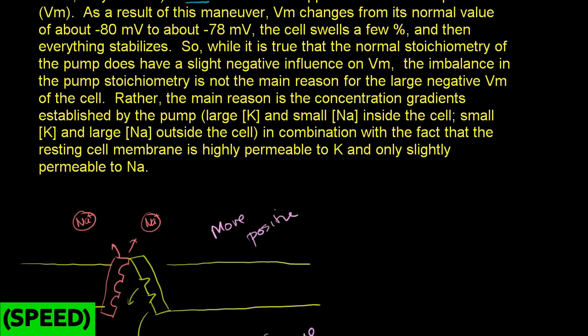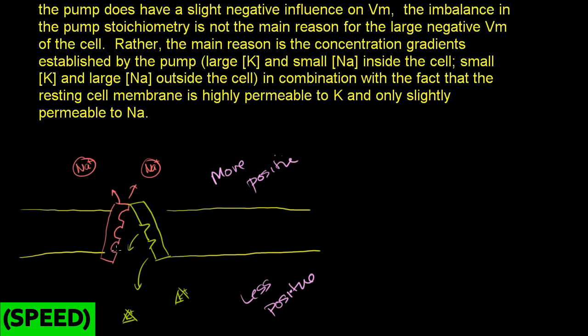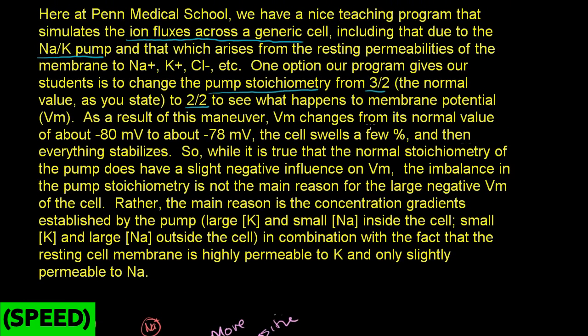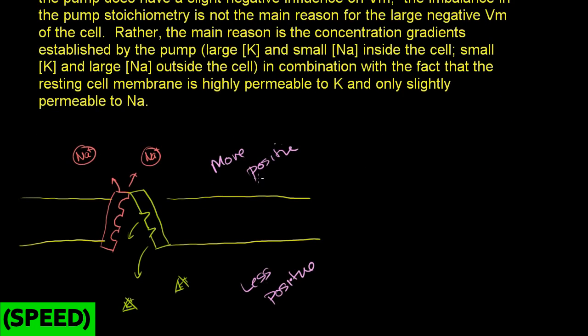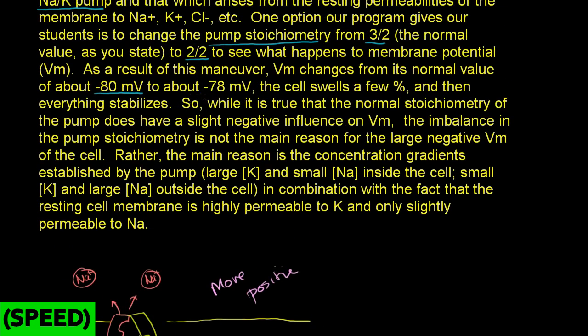So they change it from 3 to 2 to 2 to 2. So they have a simulation program that says, well, what if the sodium potassium pump, instead of pumping 3 sodiums out for every 2 potassium it pumps in, what if it was even? What if it was 2 sodiums and 2 potassiums? And based on my explanation of why we have this potential difference, that should not lead to a potential difference if the main reason was the stoichiometry, the ratio of sodium being pumped out to potassium being pumped in. But he goes on to say, so they could change it to 2 to 2 in the simulation. As a result of this maneuver, the membrane potential changes from its normal value of about negative 80 millivolts, and they measure that. They take the voltage here minus the voltage there so that you get a negative number. This is more positive, it's a larger number. So it changes from negative 80 millivolts to about negative 78 millivolts.